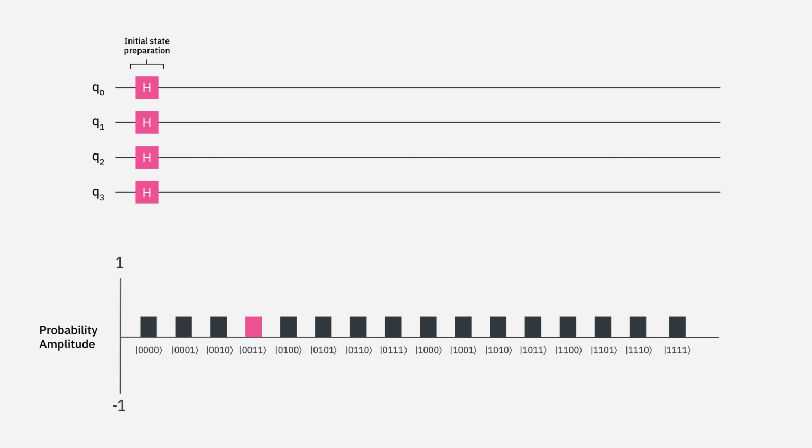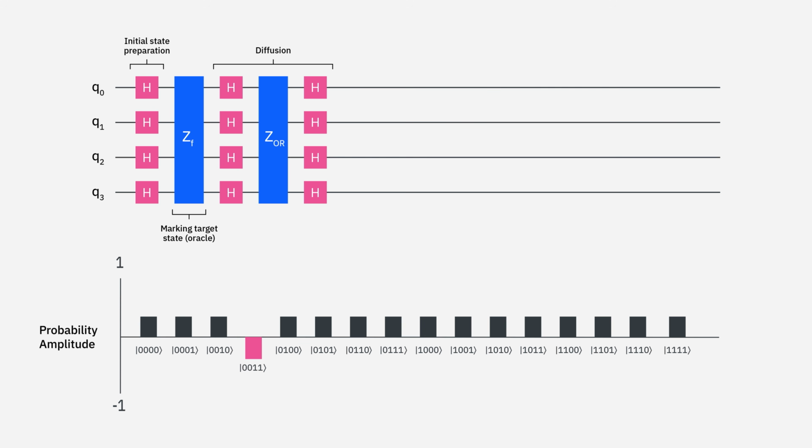Now the oracle, labeled ZF here, acts on this superposition. It marks the correct state by flipping its sign, turning its amplitude from positive to negative. This doesn't change any measurement probabilities yet. The next step will do that. Now diffusion. The diffusion operator is the sequence of gates you see here. A layer of Hadamards, followed by this gate labeled ZOR, and then another layer of Hadamards. Taken together, these perform a reflection about the mean amplitude. This has the effect of pushing the marked state's amplitude higher and pulling all the unmarked states lower.